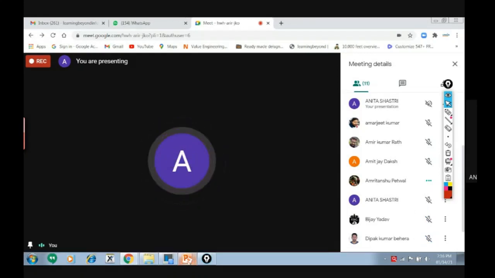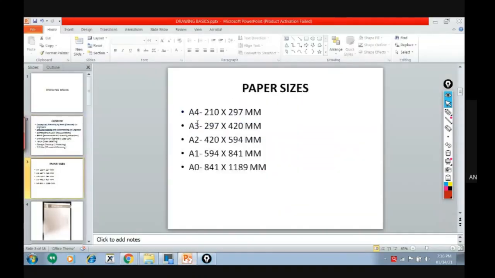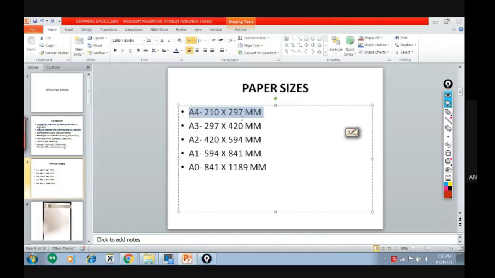So A4, A3, A2, A1, and A0. These are the paper sizes available. A4 we generally use for documentation. I think this paper all of you know. Those who are working in consultancy offices, or those who are working on sites, may be aware of these paper sizes also. A3 is almost double of A4. So let's say in A4, 210 is the width and 297 is the length of the paper, in mm.